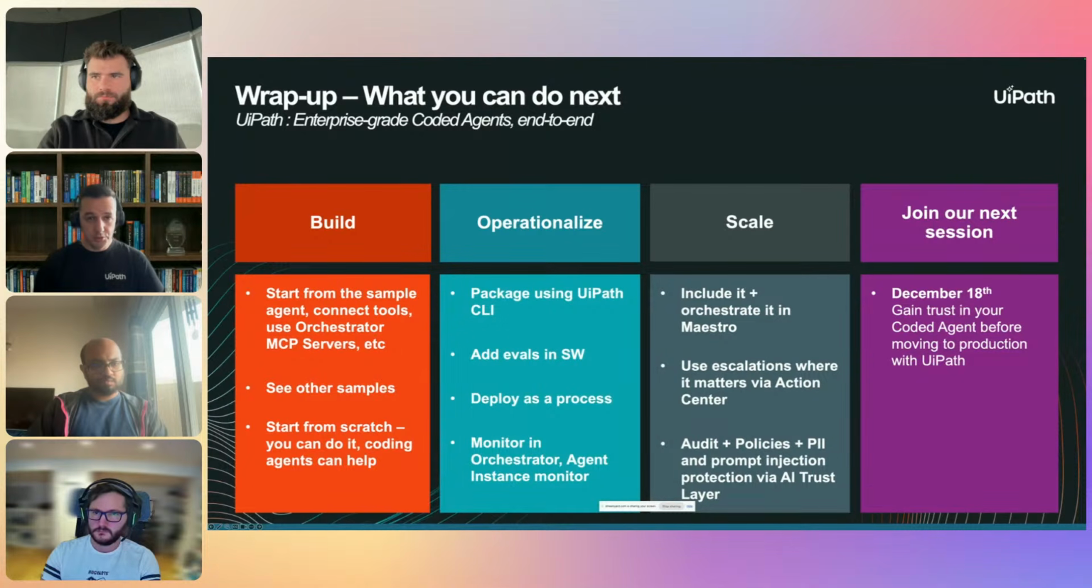In the next session, we'll show you how to properly add evals in Studio Web and then deploy it as a process. You can monitor it in Orchestrator, but also in Agent Instance Monitor and so on. Now, if you do decide to scale it, you can include it in Maestro flows. You can obviously extend it using escalations where it matters. And my colleague Hirion showed you how to do so. And also extend its observability with AI Trust Layer, so you can audit it and how it's used. You can set policies. You can also include PII or prompt injection protection.